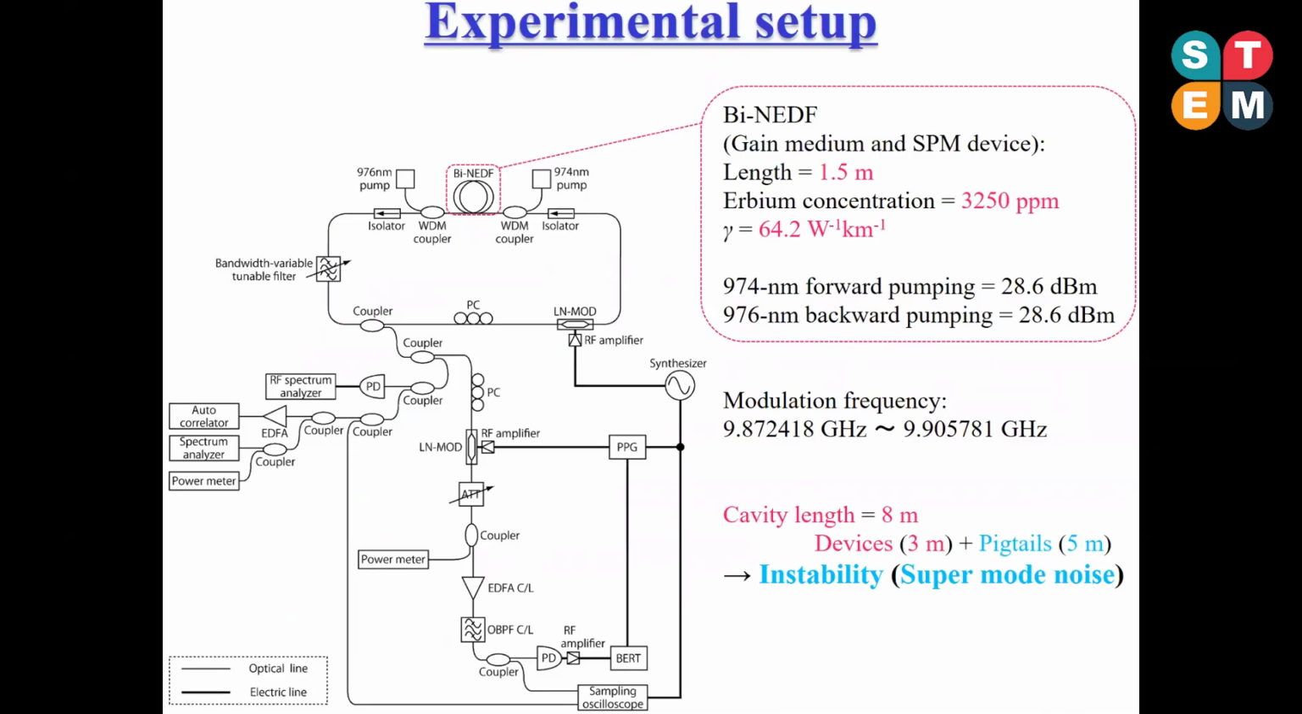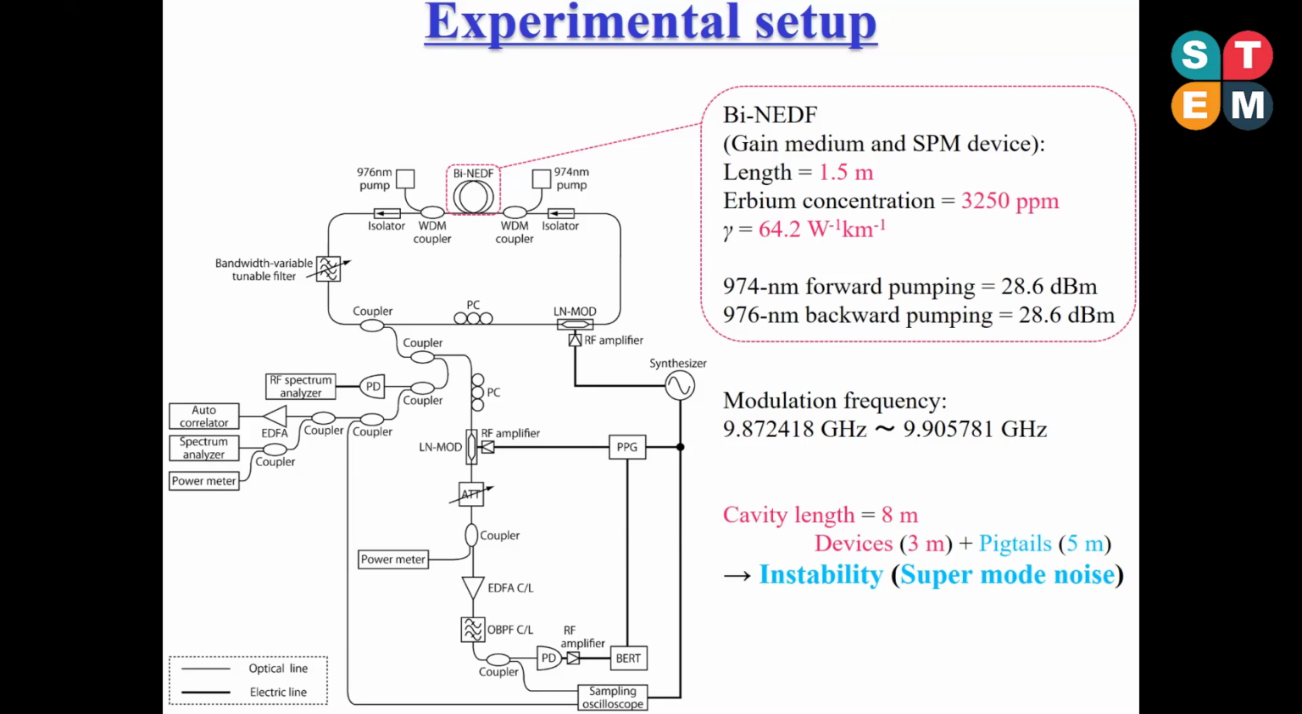This is the experimental setup. A 1.5 meter long bismuth oxide-based nonlinear erbium-doped fiber supplied from Asahi Glass Company Limited was used as the intracavity gain medium. The erbium concentration was 3,250 ppm.